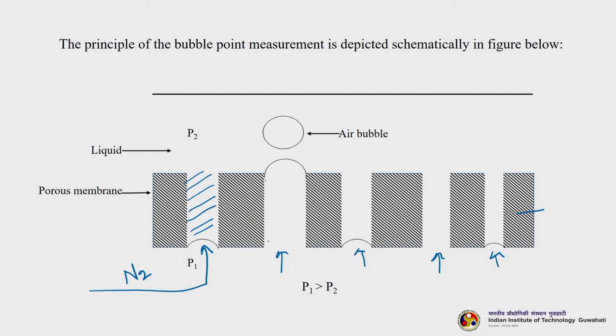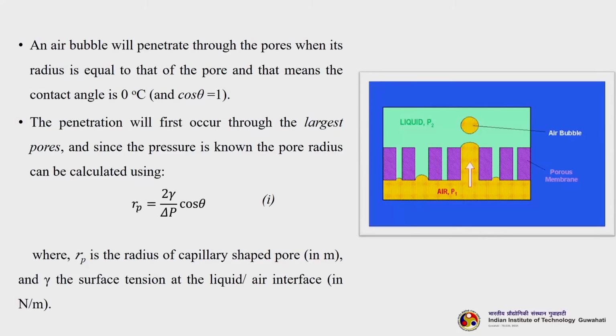Then when the gas is passing through the liquid filled pores of the membrane, it will pass slowly through like this, keeps on moving, then moves out, and you get an air bubble on the top of the membrane. An air bubble will penetrate through the pores when its radius is equal to that of the pore. That means your contact angle is 0 degree, so cos theta in the Laplace equation becomes 1. The penetration will first occur through the largest pores, and since the pressure is known, the delta p we know, we can calculate the pore radius from this particular equation.